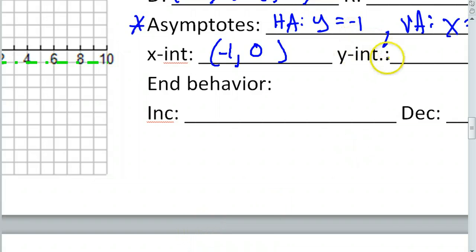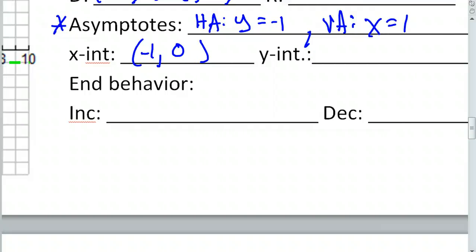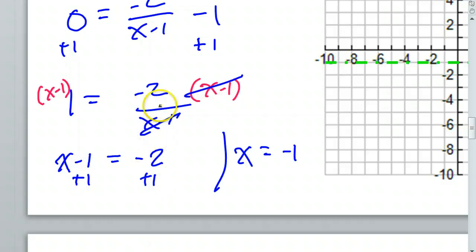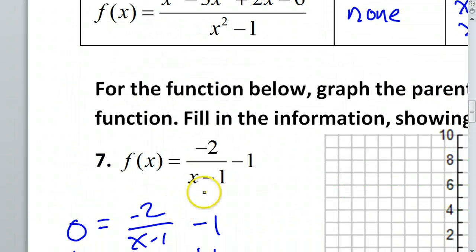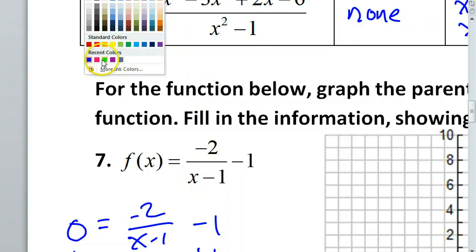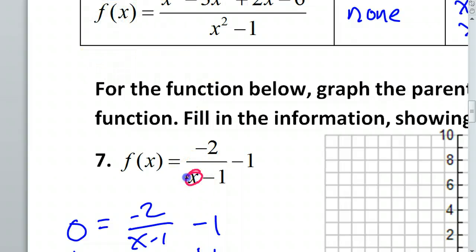Okay, and now the y-intercept is much easier. How do I find the y-intercept? Right, I let x equal 0. I plug in 0 for all the x's. And that's how I get the y-intercept. So for the y-intercept, I really don't have to do any work. There will be a 0 where the x was, so that's gone. That just leaves this stuff right here: -2 over -1, minus 1.